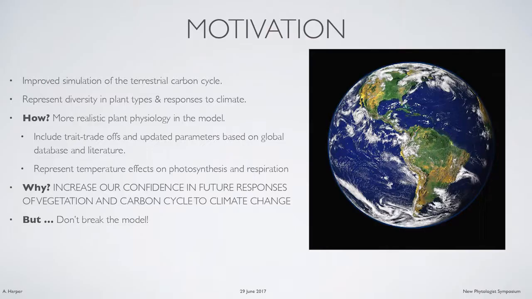But obviously we want to improve the simulation of the terrestrial carbon cycle. We want to represent more diversity in plant types and how they respond to climate. So what we've been doing over the past few years is including some of these trade-offs and updated parameters based on information from literature and from databases like TRY. Also trying to represent more dynamic responses in processes like photosynthesis and respiration in response to temperature. So in the end, we want to increase our confidence in future responses of vegetation and the carbon cycle to climate change. But then we also just don't want to break the model at the end of the day.